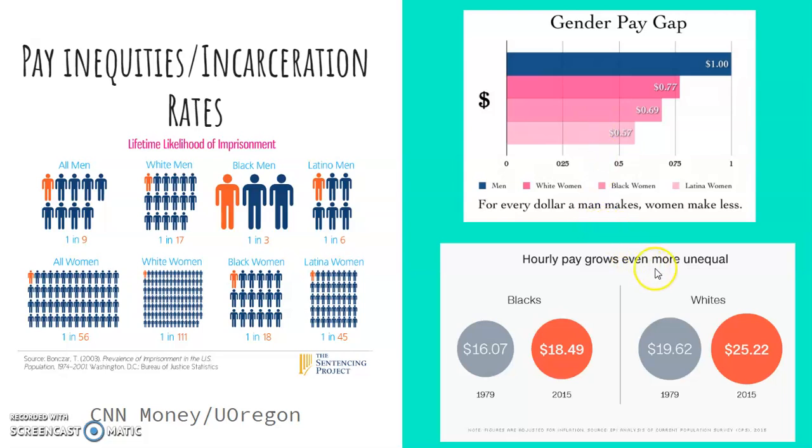Hourly pay grows even more unequal. If you look at blacks in 1979, they made $16.07 an hour, and it only went up to $18.49. So these are the averages, okay? And they've been adjusted for inflation. So were they actually making $16 in 1979? No, it was less than that, but if you compare inflation, that would be the comparable amount, okay? Whites were making $19.62 an hour in 1979, but in 2015, they were making closer to $25.22. So again, a good size difference between the two, almost 6 whole dollars.